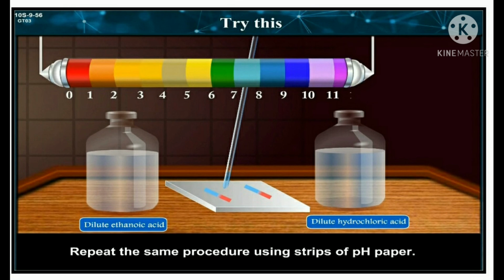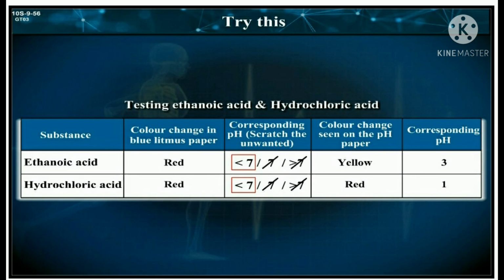Repeat the same procedure using strips of pH paper. You will observe that with ethanoic acid the color change in the blue litmus paper is red, corresponding pH is less than 7, the color change seen on the pH paper is yellow and the corresponding pH is 3.